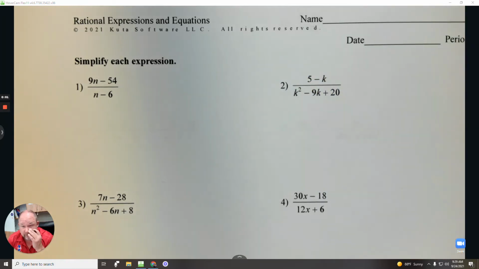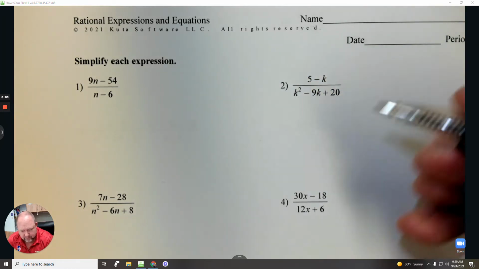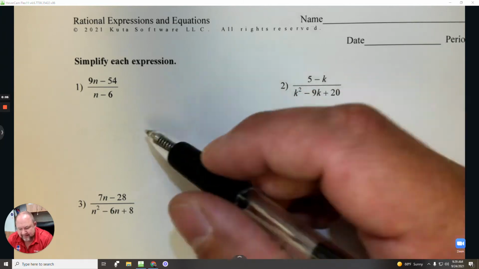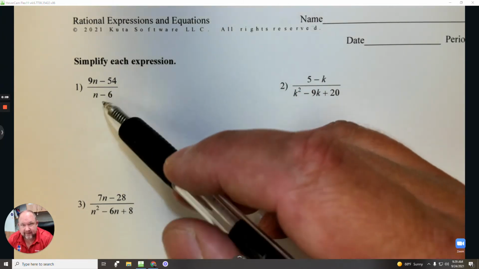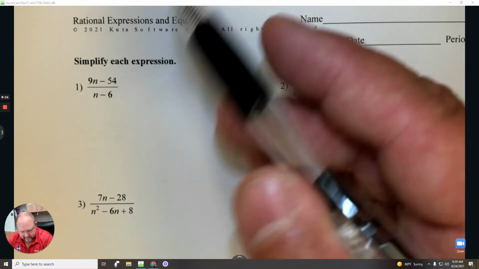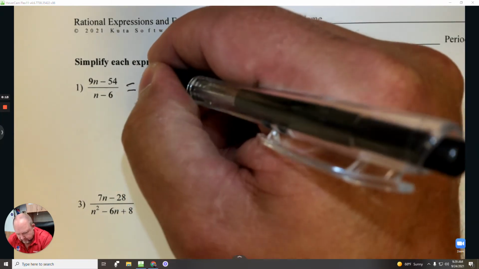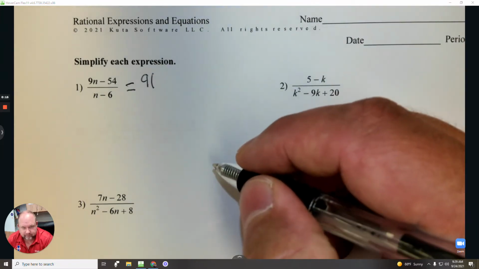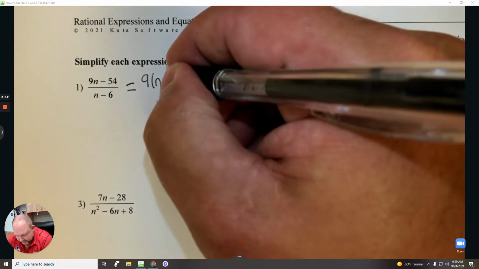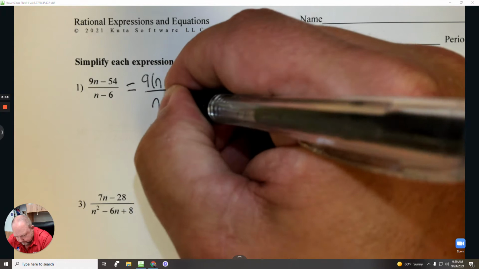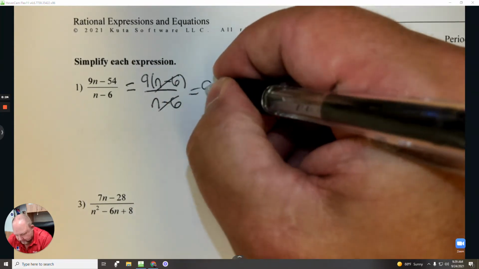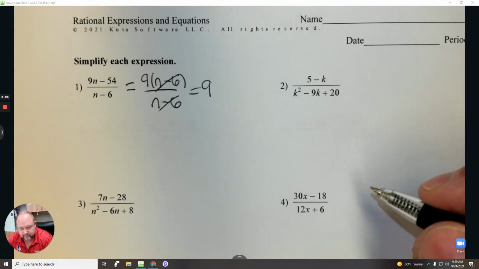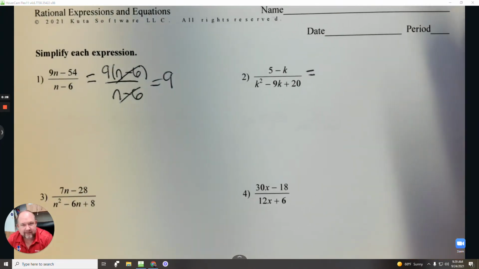All right, rational expressions and equations, doing our homework together. The key to simplifying this is to know how to factor and then removing any like factors. So I'm going to factor out a greatest common factor, divide, and then remove a common factor, and you have your answer. So again, the key is the ability to factor.